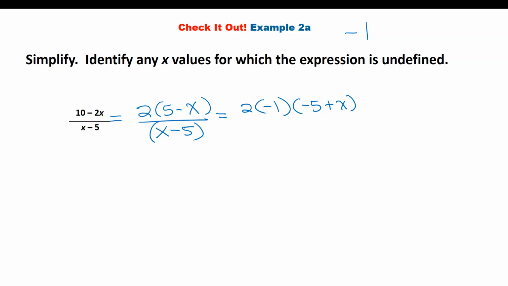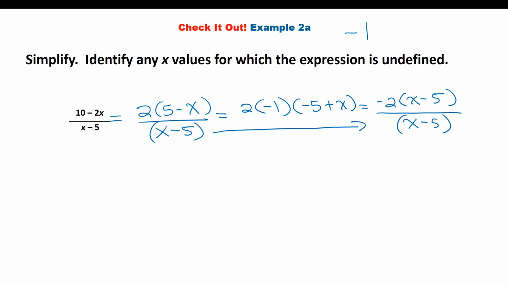So I'm going to go ahead and rewrite this as -2 times x minus 5. And I'm going to bring my denominator all the way over, x minus 5. And I can see that I can cancel these two out, so my answer is -2. That's my simplified answer, okay? So I've got that part done.